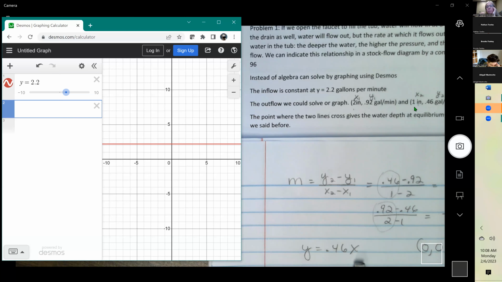To just plug in points, you go over here to this plus sign and go to table. And then you put your X's, 2, 1. We could put the 0 in too and see what happens. I didn't try it with the 0, but. And then let's see, 0.92, 0.46 and 0.